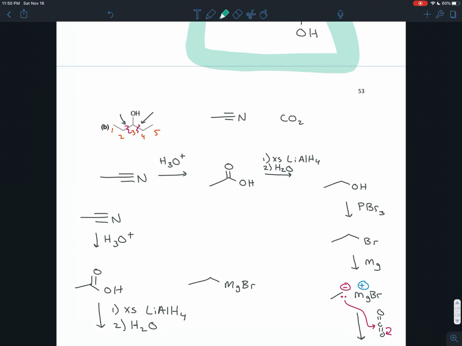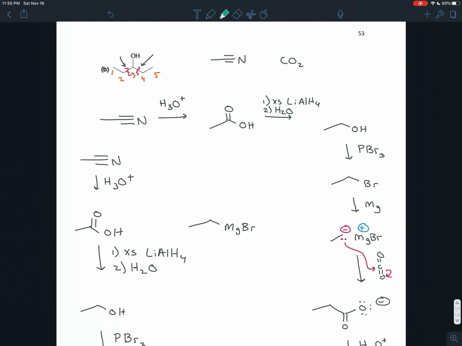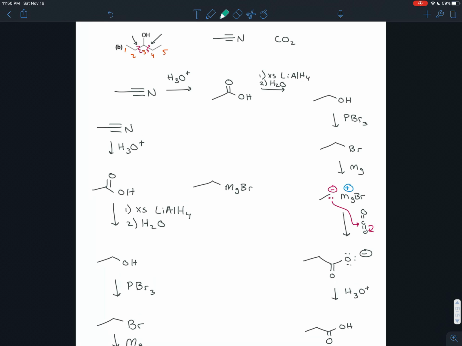So to review the thought process that we went through just one more time, we saw that we had 5 carbons in the carbon backbone. That meant that we had to use acetonitrile, which has 2 carbons, and carbon dioxide, which has 1. We have to use carbon dioxide in order to make the number of carbons odd. We have 5. So we saw that there's no nitrogen in the molecule. So if we use acetonitrile, for sure we had to do an acid-catalyzed hydrolysis to turn it into a carboxylic acid.